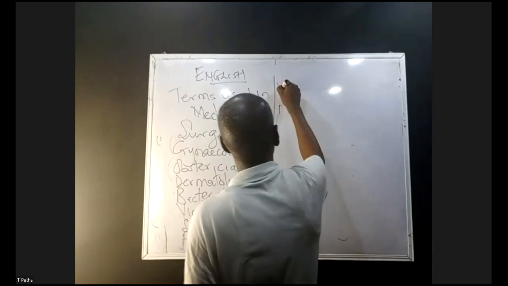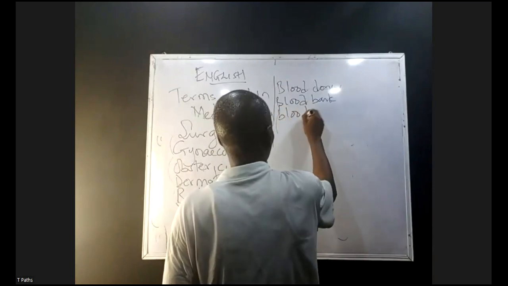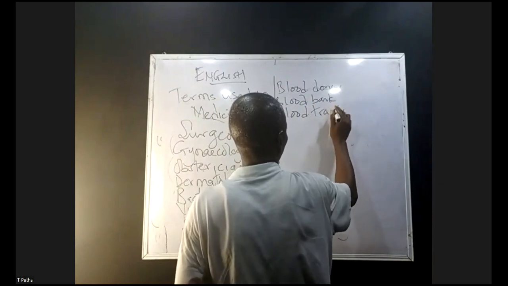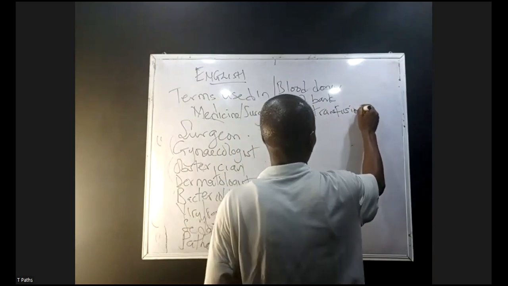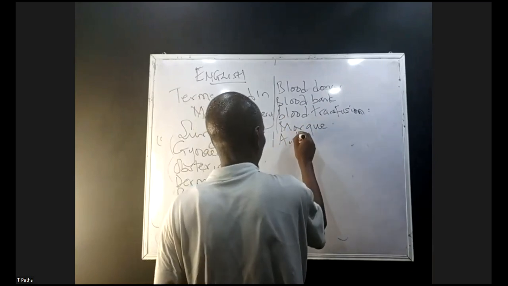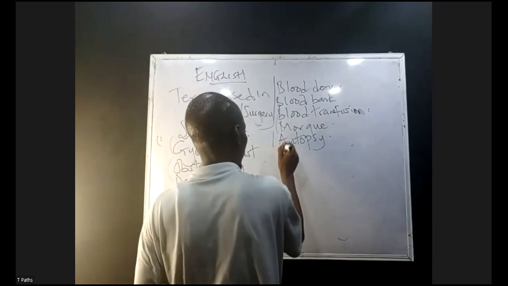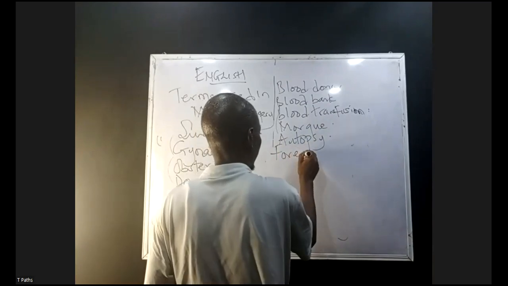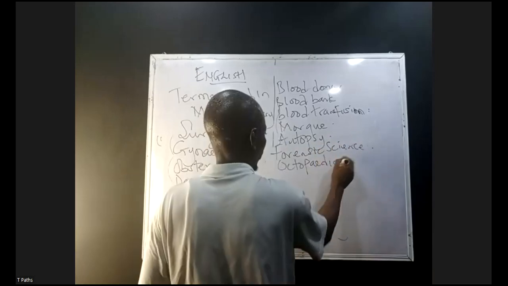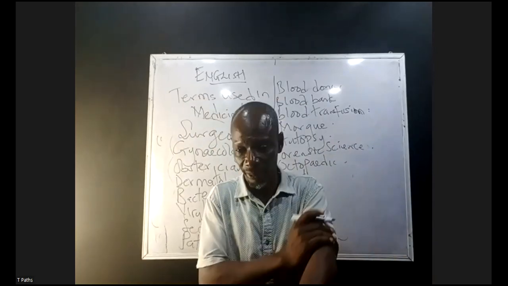We talk about blood donor, blood bank, blood transfusion. Talk about monk. Talk about autopsy. Talk about forensic science. Talk about anatomy. Anatomy is the branch of science that deals with what? Human structure.